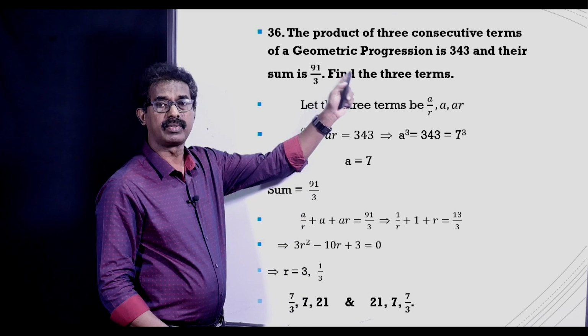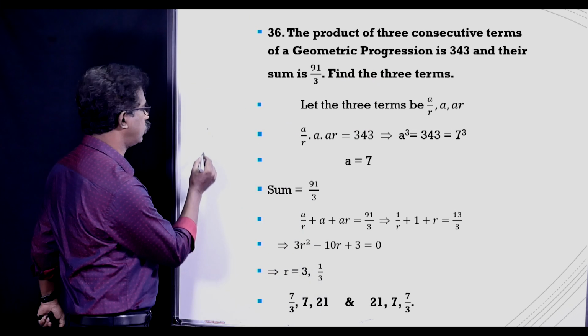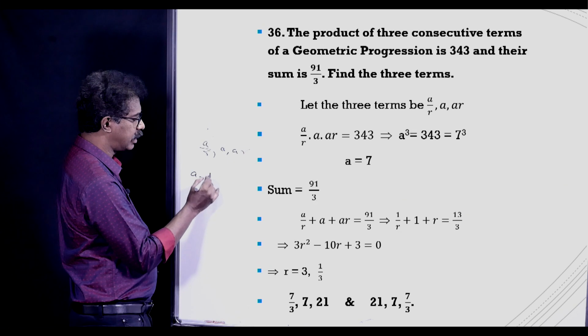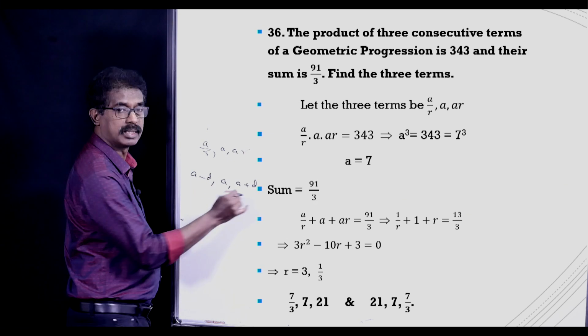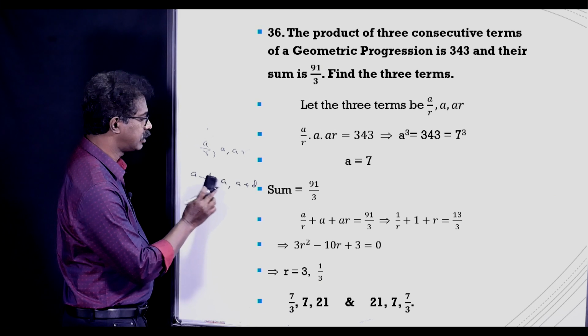Look at the 36th question. The product of three terms of a geometric progression. Listen, three terms in geometric progression, you name them as A by R, A, AR. If it is AP, A minus D, A, A plus D. Normally they ask a 5 mark question like this.